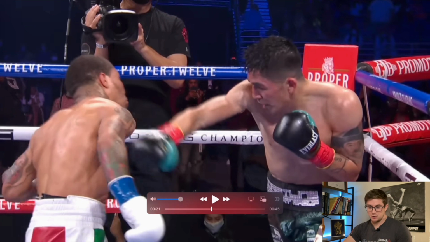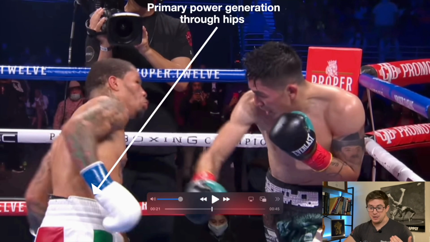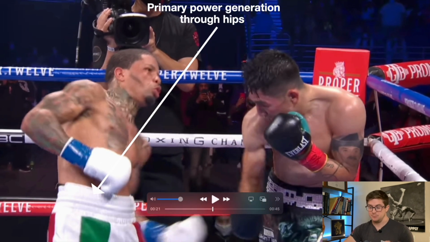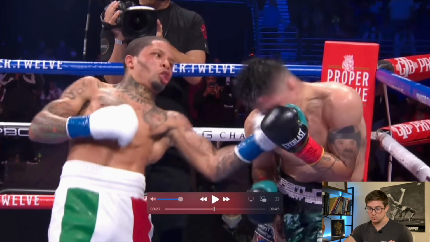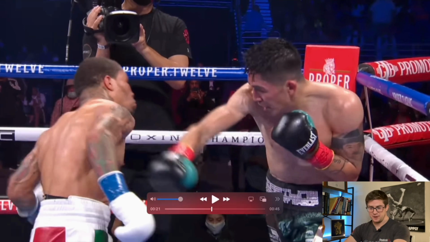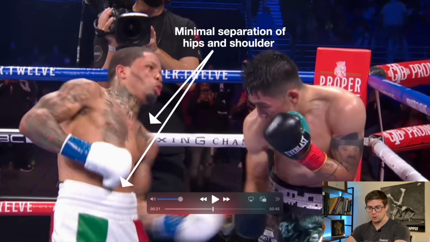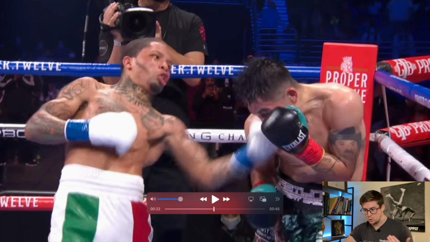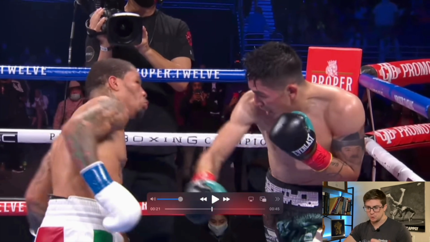But I just want you to notice that a lot of his power is being rotated and generated through the hips, as we see with really good, powerful strikers like Gervonta Davis. So we see his hips moving, and we see his shoulders coming along with it. Okay, so very minimal hip-shoulder dissociation here.